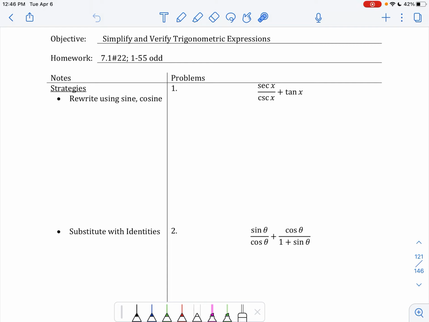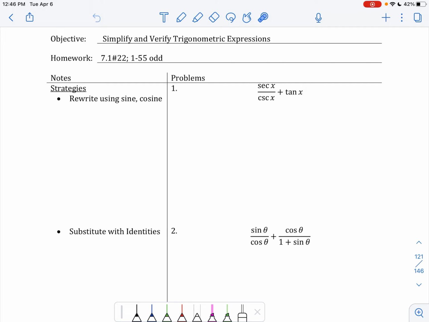So chapter 7 starts with simplify and verify, meaning prove, trigonometric expressions. So a trigonometric expression is something like this, where you've got a bunch of different types of trig things here. And just like we would with polynomials or something else, we want to talk about ways to simplify them.